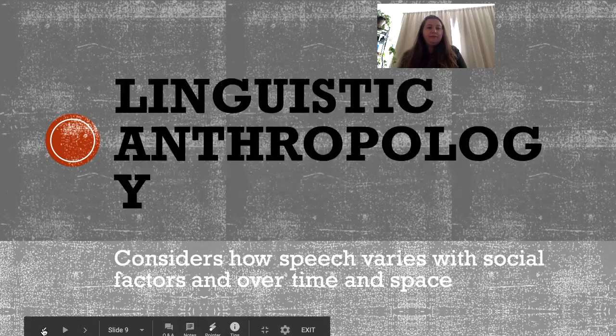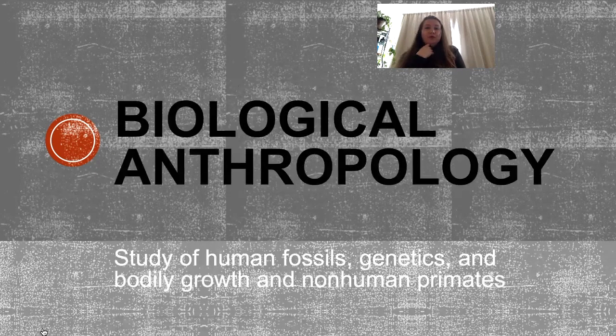We have biological anthropology, which is the study of human fossils, the study of genetics, bodily growth, and non-human primates. Understanding our closest living relatives of chimpanzees, bonobos, gorillas, orangutans gives us valuable insight into our own genetics and into the ways that we evolved.